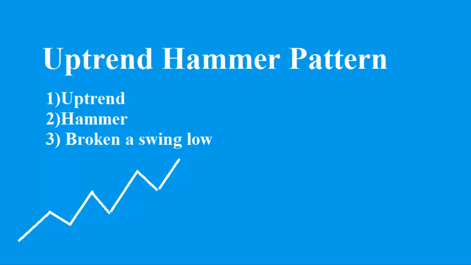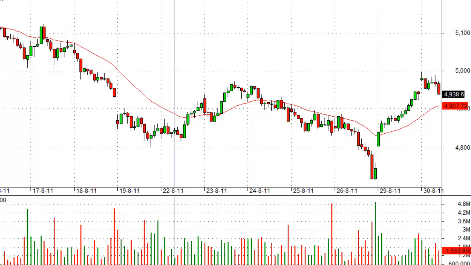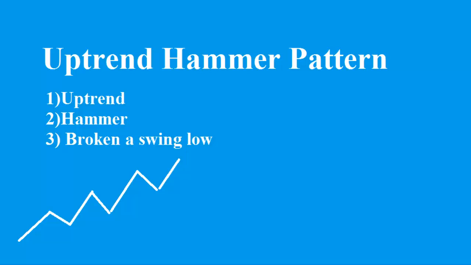So for the uptrend hammer pattern, we basically need our stock or our tradable instrument. Today we'll be discussing Nifty. Nifty is a futures instrument on the National Stock Exchange. Over here on this chart, we have Nifty, which has just broken up into an uptrend. And that is actually our first criterion. In the uptrend hammer pattern, we need the stock to be in an uptrend. The second criterion is that we need our bar to be a hammer bar.